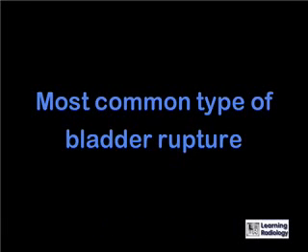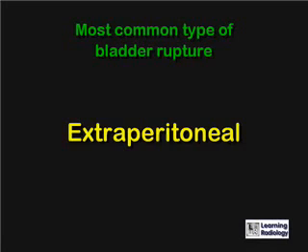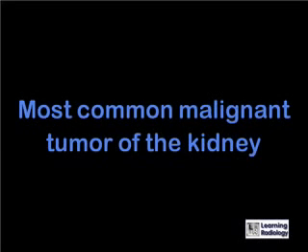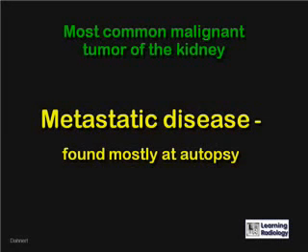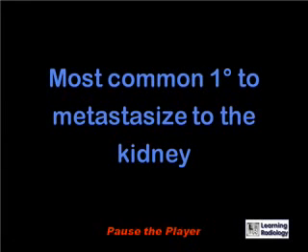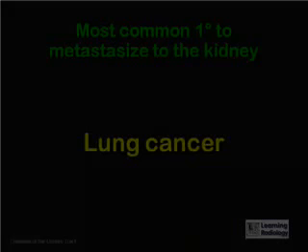What is the most common type of bladder rupture? An extraperitoneal rupture. What is the most common malignant tumor of the kidney? Metastatic disease, found mostly at autopsy. What is the most common primary to metastasize to the kidney? Lung cancer.